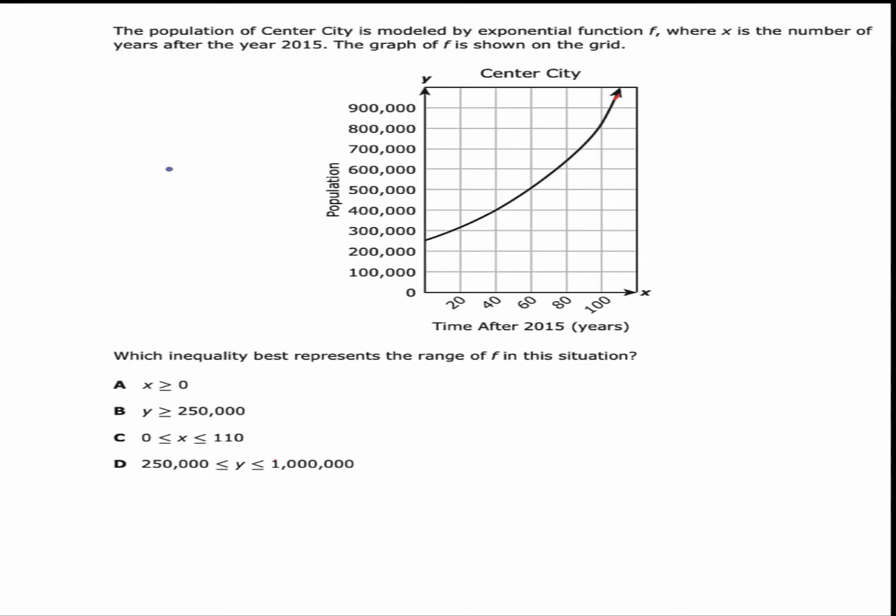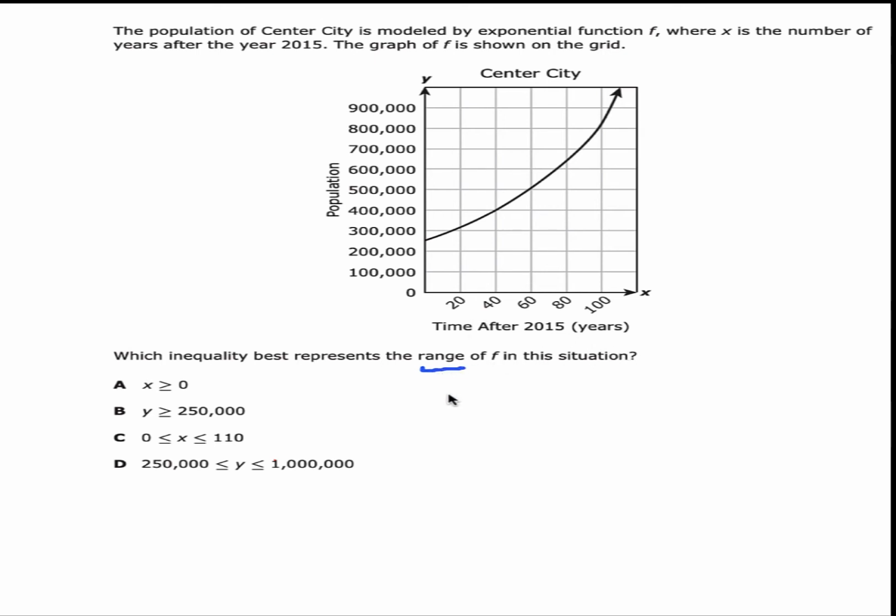Question 4 looks similar to question number 3. It says the population of Center City is modeled by exponential function f, where x is the number of years after the year 2015. The graph of f is shown on the grid. So here's our graph here. Here's the title, City Center. The population is on the y-axis, and the time after years is on the x-axis. Which inequality best represents the range of f in this function?